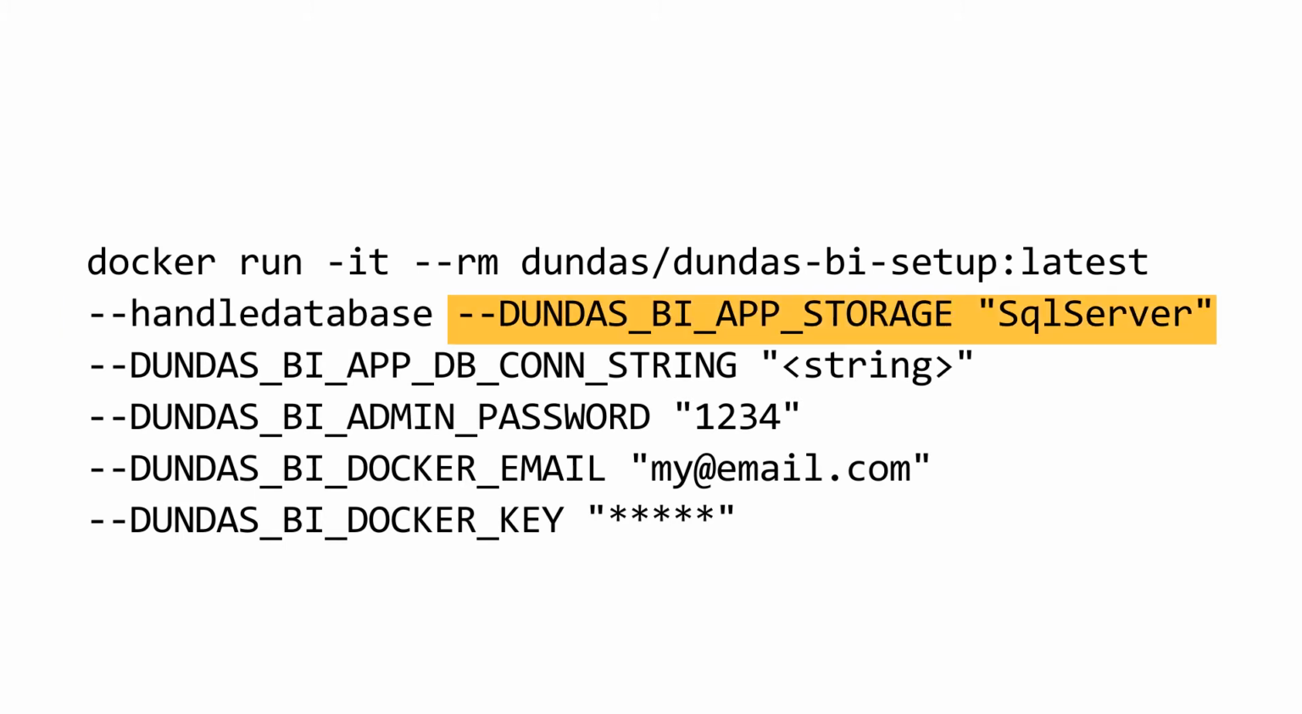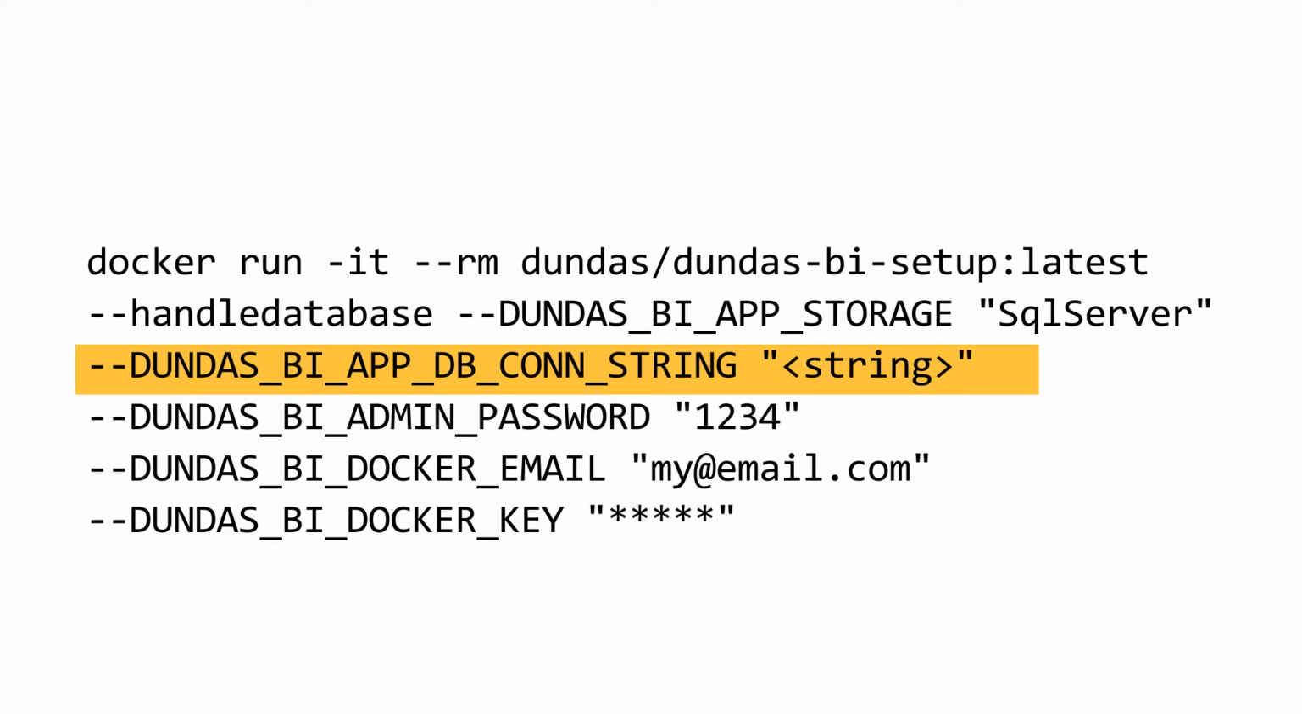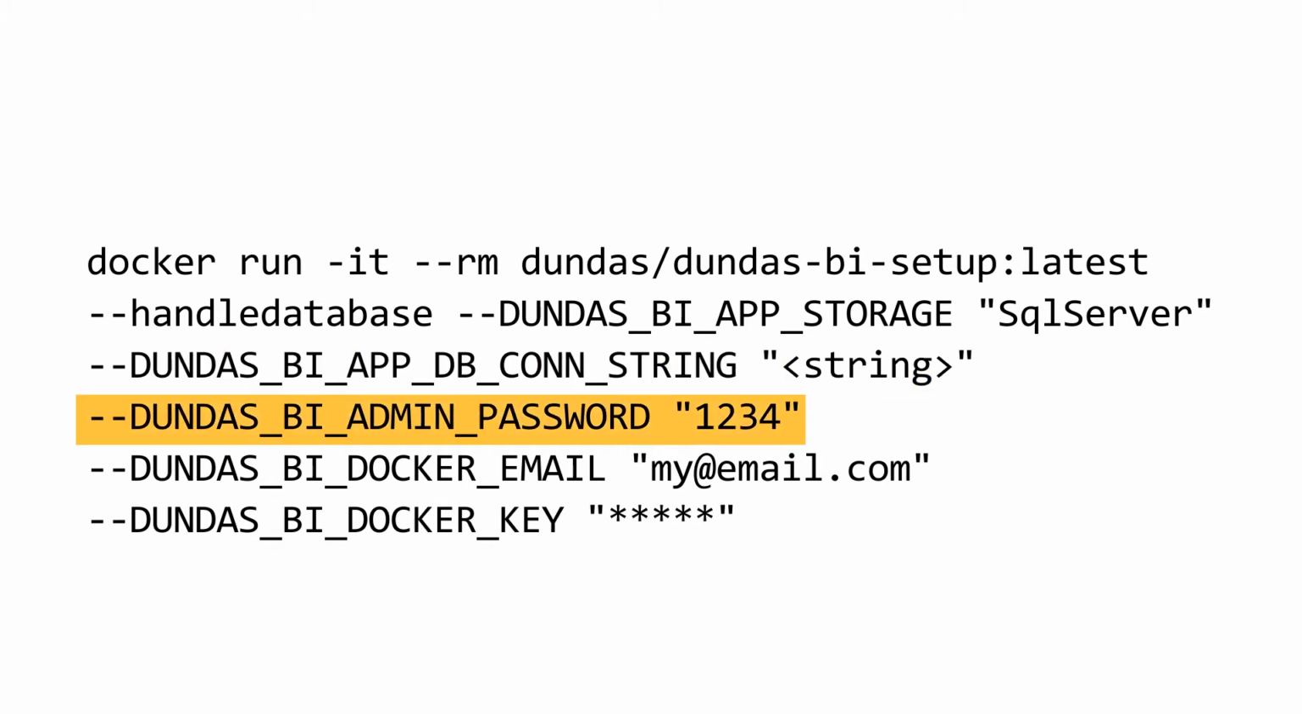Dundas BI App Storage indicates which database provider we'll be using. Now, that's either going to be SQL Server or PostgreSQL. Now, if this isn't included in our command, it'll simply default to SQL Server. Dundas BI AppDB con string, that's just going to contain the actual application database connection string that we'll be using. Dundas BI admin password simply contains the admin account's password for our instance.